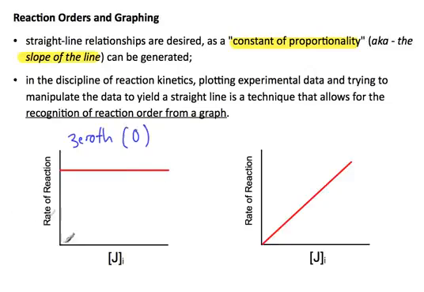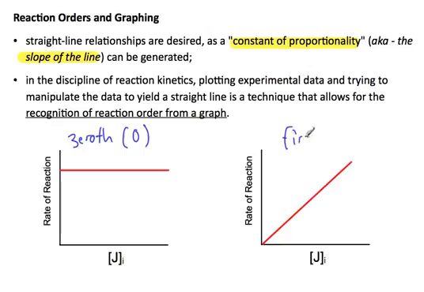And so basically what that line shows is it doesn't matter what you do to concentration of J. Initial concentration of J, you're changing, increasing. This is the rate. The rate does not change. So in a 0 order reaction, the rate of reaction is independent of the concentration of J. You can raise it to whatever amount you want. The rate of reaction does not change.